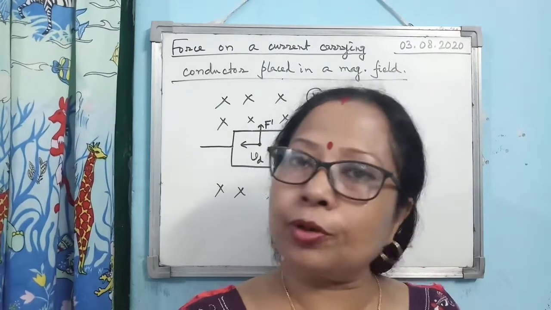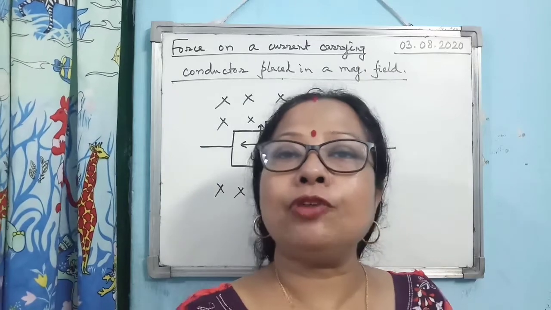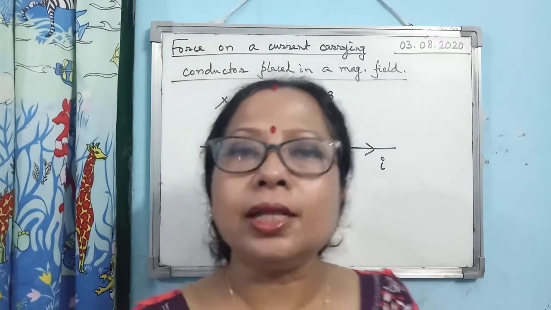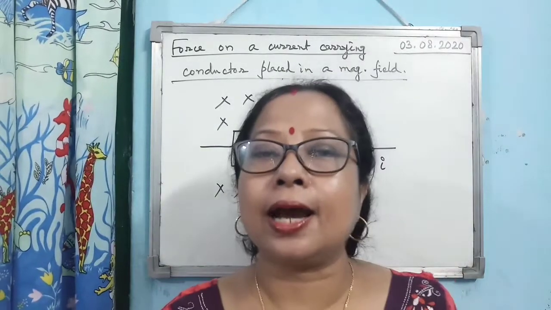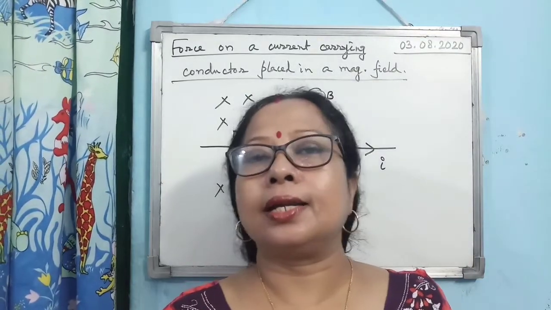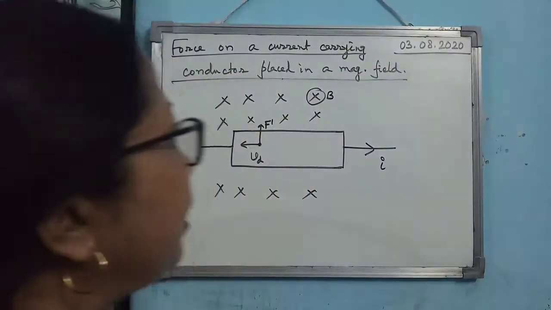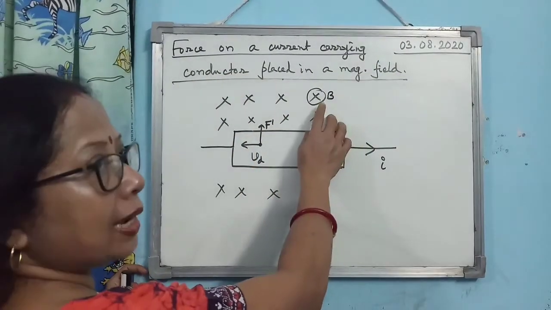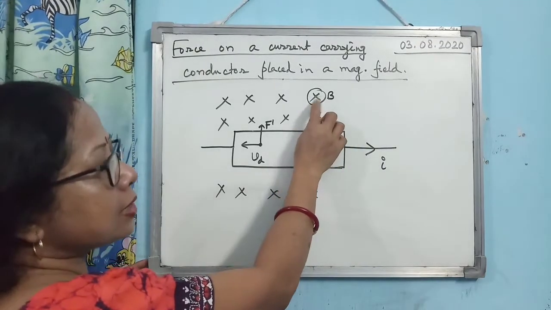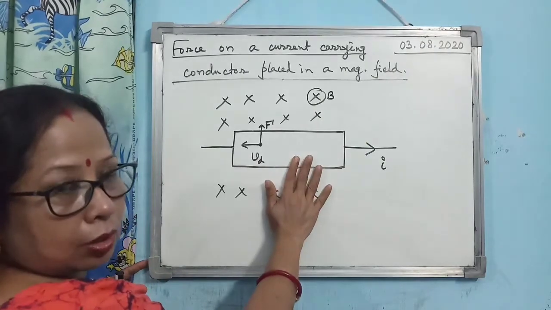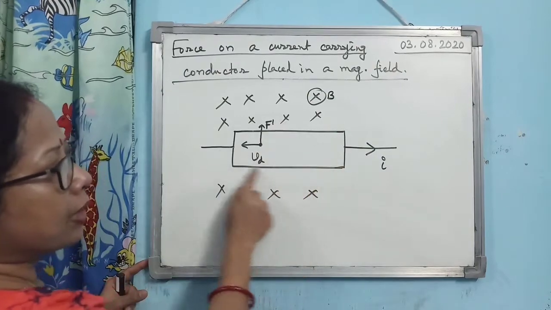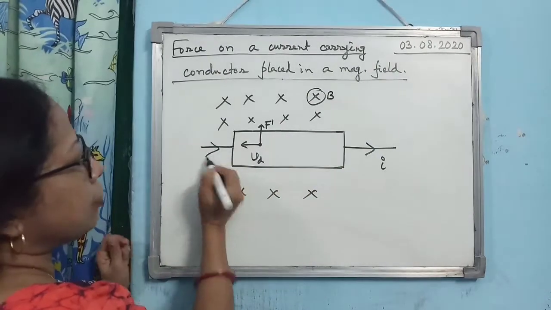The Lorentz force, I hope you can remember. If you can find out the total force experienced by all the electrons present within the conductor, that will be equal to the force experienced by the conductor. So let us try to find out. In this case, we have taken the magnetic field in the inward direction, the cross sign is there. So the magnetic field is inward to the whiteboard. Clear? The magnetic field is in this direction and we have taken a piece of conductor through which current is passing in this direction.